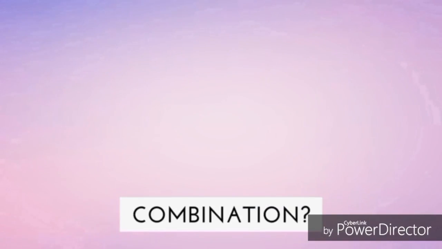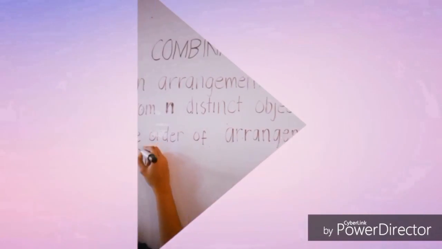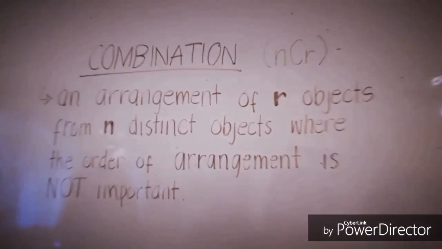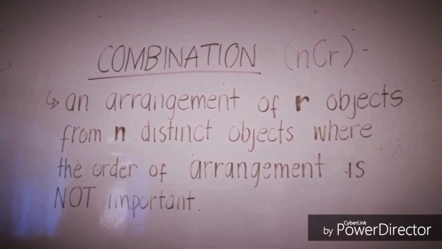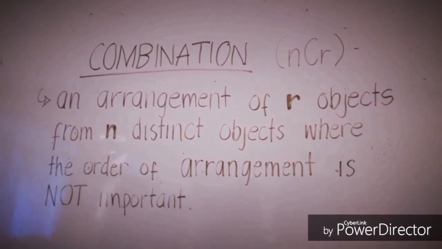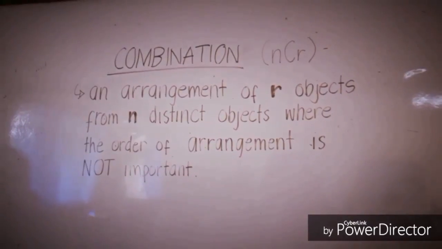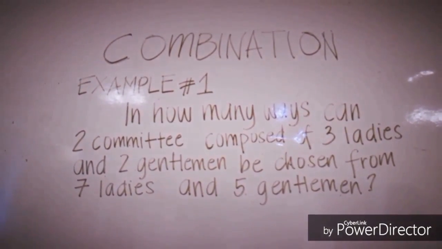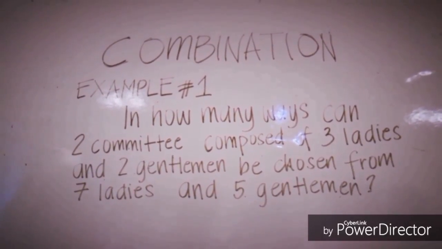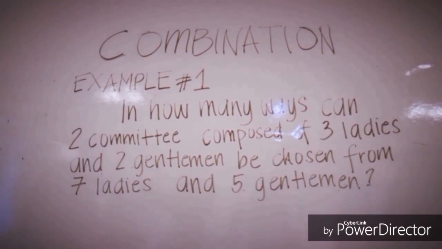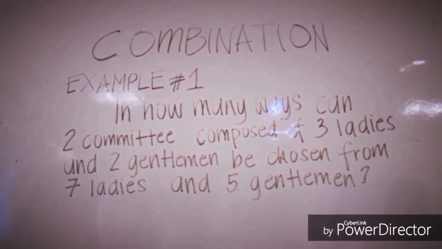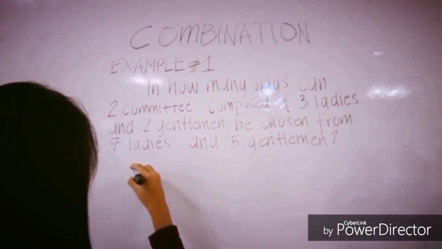Moving on to our next topic, what is combination? Combination is an arrangement of r objects from n distinct objects, where the order of arrangement is not important. Let's have some examples. In how many ways can a committee composed of 3 ladies and 2 gentlemen be chosen from 7 ladies and 5 gentlemen?